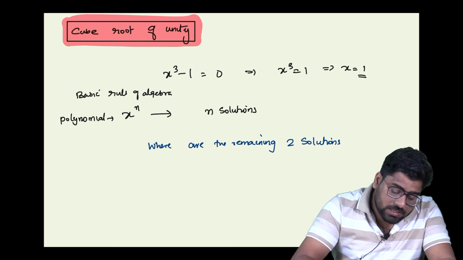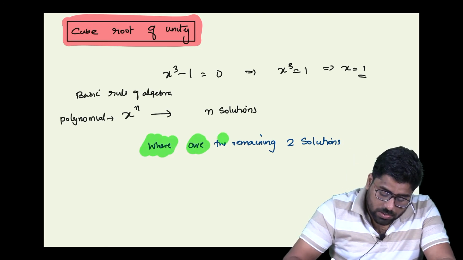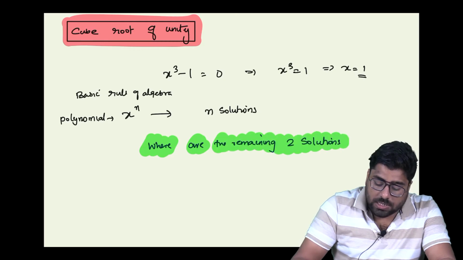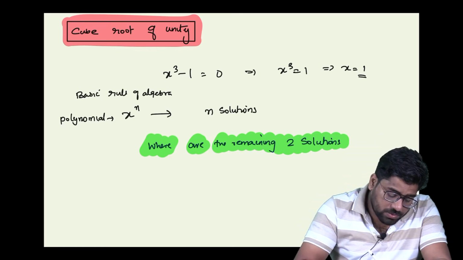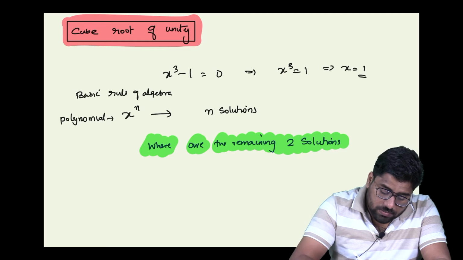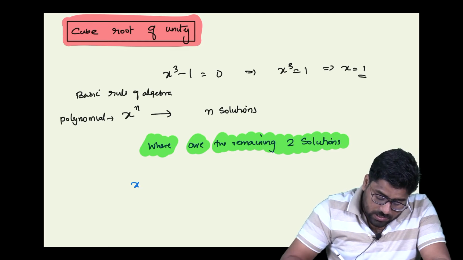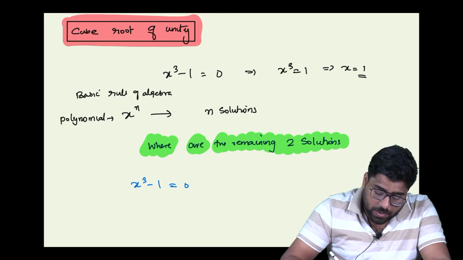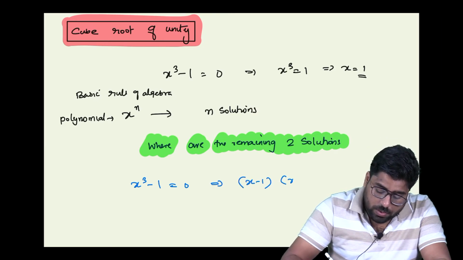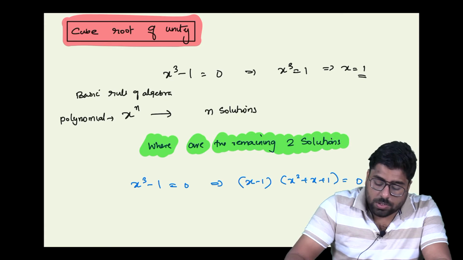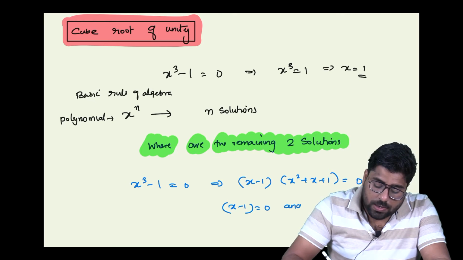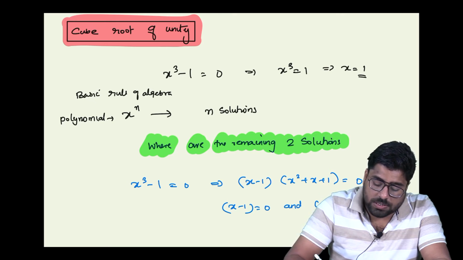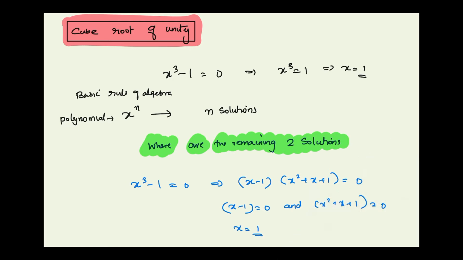In a way, this is the reason for the introduction of the concept called complex numbers itself. Why? I'll just show you why. Because when I try to expand this, it goes like this: x cubed minus 1 is equal to 0. Now if I expand, it becomes x minus 1 into x square plus x plus 1 is equal to 0. So then x minus 1 is equal to 0 and x square plus x plus 1 is equal to 0. From this I get my answer x equal to 1. That is no difficulty.